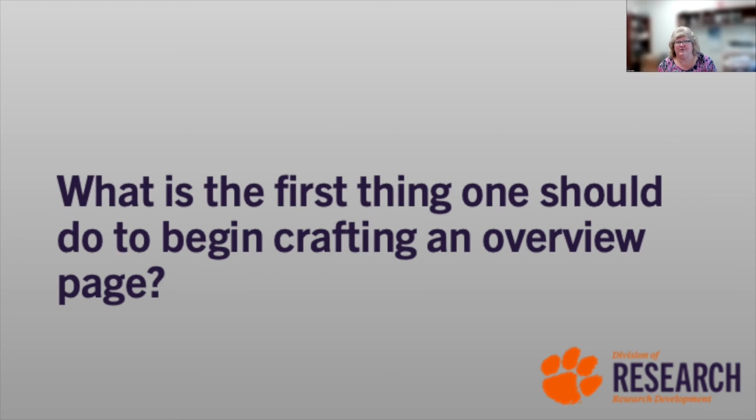I'll ask a quick question. So for those who have never crafted an Aims page or an overview page, what's the very first thing that you should do when you start writing these pages?